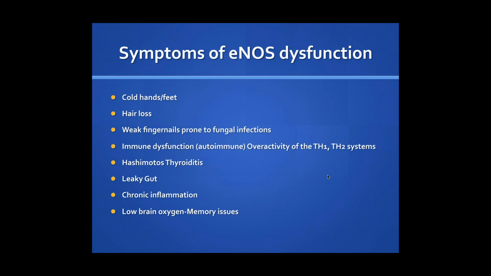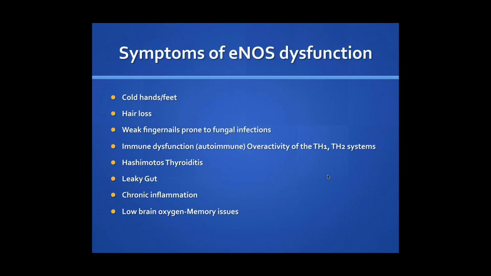Immune dysfunction or overactivity of the Th1, Th2 systems. Hashimoto's is a classic sign of nitric oxide dysfunction. It can cause leaky gut. There are several areas in the methylation pathway where we see leaky gut. One of them is histamine. One of them is the nitric oxide pathway. And the other one involves the CBS pathway. So lots of areas where you can have leaky gut.